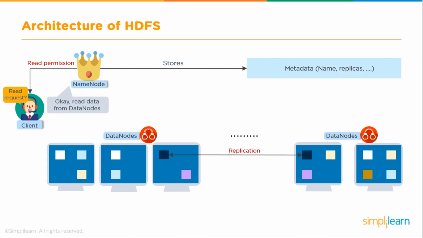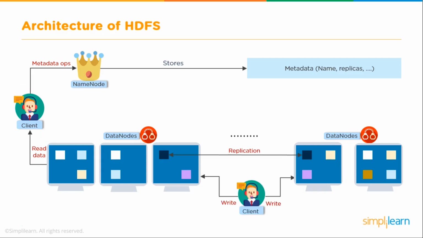Name node would look into its metadata and then it will respond back with an ordered set of data nodes where the replicas or the blocks can be found. Now once the client gets this information, your client can read the data from the underlying data nodes. Now that's how a read is happening, and this would happen in a parallel fashion from multiple data nodes.